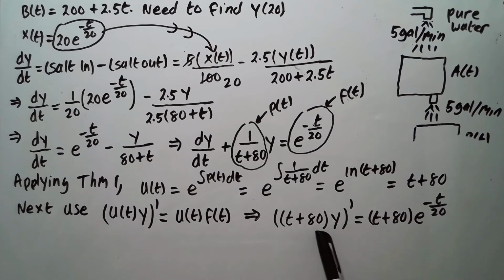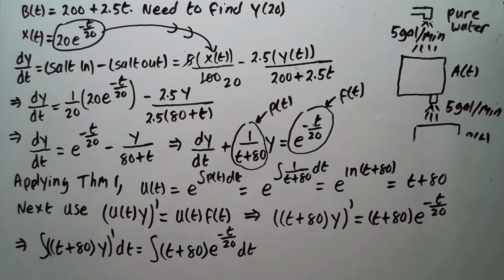Now let's integrate both sides. So integrating both sides, we have this. On the left side here, since you're taking the integral of a derivative, it's just going to be t plus 80 times y. And over here, we're going to have to use integration by parts on this. So I'm out of space here, so let me erase a few things and we'll keep going.